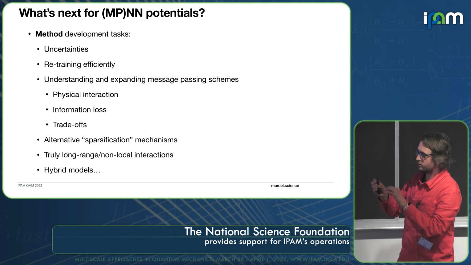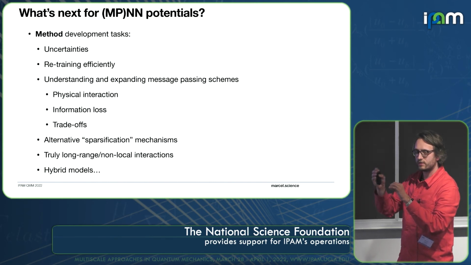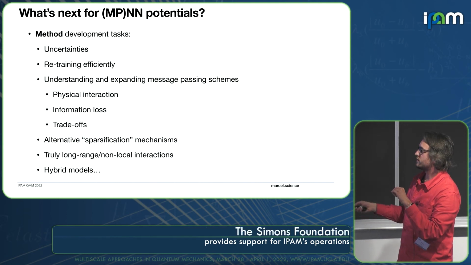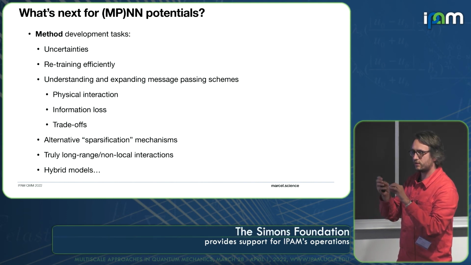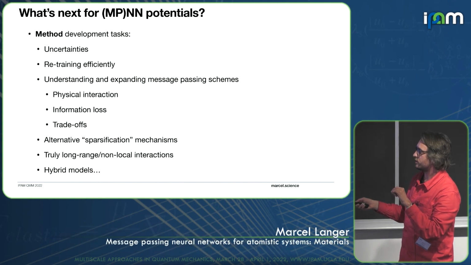Then I think when you do this message passing and you have to do this aggregation that is, for example, constrained by permutational symmetry, you necessarily have some kind of information loss as you pass information around. I think really understanding what's going on there would be quite interesting.